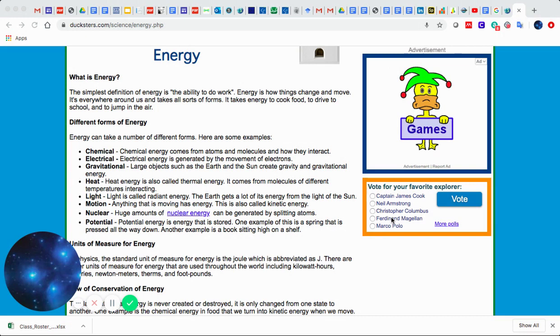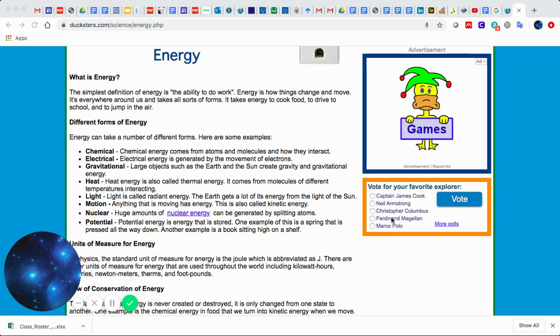So, energy. What is energy? The simplest definition of energy is the ability to do work. Energy is how things change and move. It's everywhere around us and takes all sorts of forms. It takes energy to cook food, to drive to school, and to jump in the air. Different forms of energy. Energy can take a number of different forms.